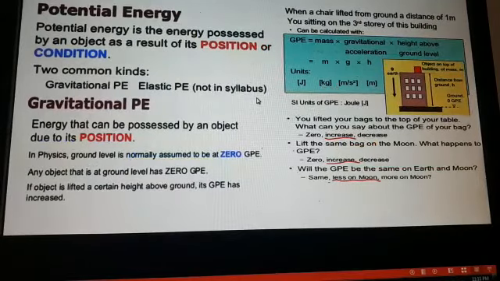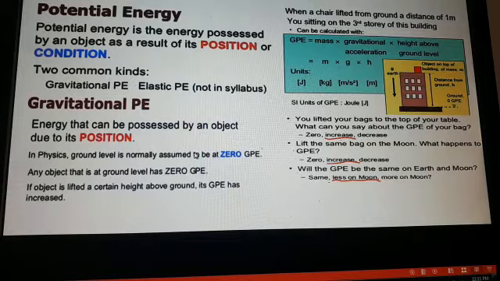Next one is potential energy. Potential energy is the energy possessed by an object as a result of its position or condition. The two kinds of potential energy are gravitational potential energy and elastic potential energy. Now in this unit we are studying gravitational potential energy. Gravitational potential energy is the energy that can be possessed by an object due to its position. And in physics, ground level is normally assumed to have zero gravitational potential energy.